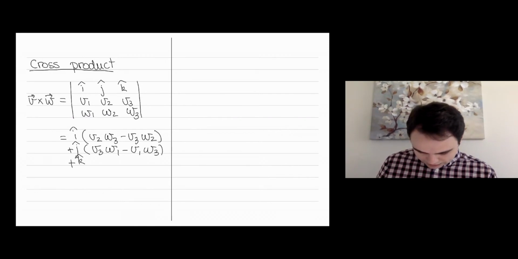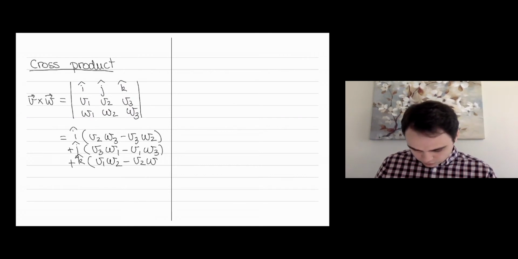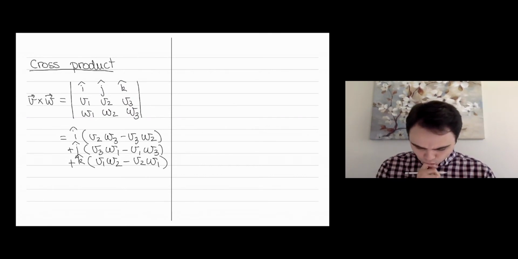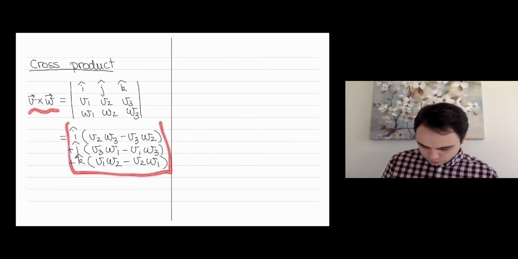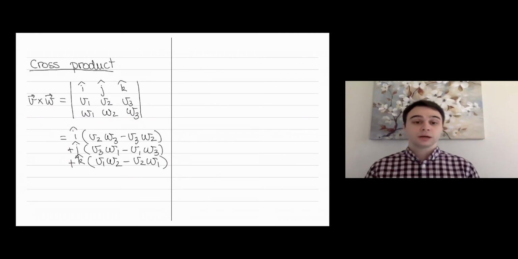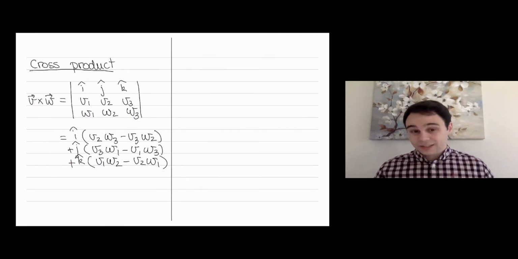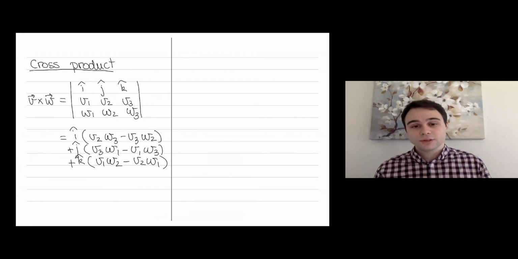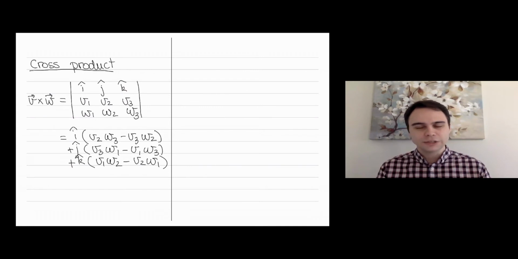Finally, you add k times this determinant over here, v1 w2 minus v2 w1. All right, so this is the formula. What I wrote over here is the official formula for the cross product, and it's almost like a soup. It looks like a random combination of the coefficients.